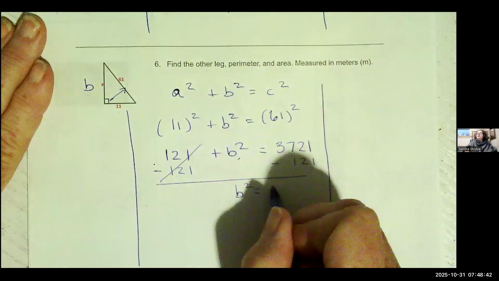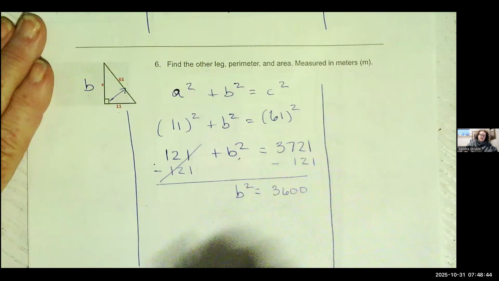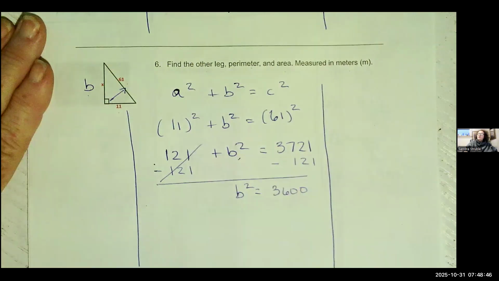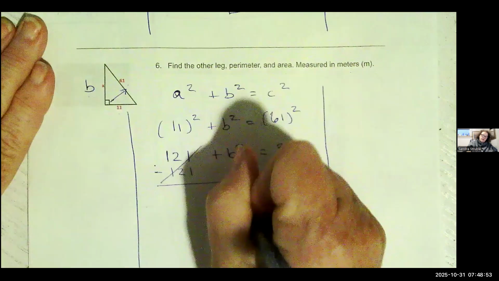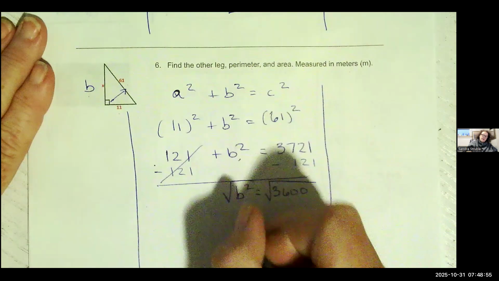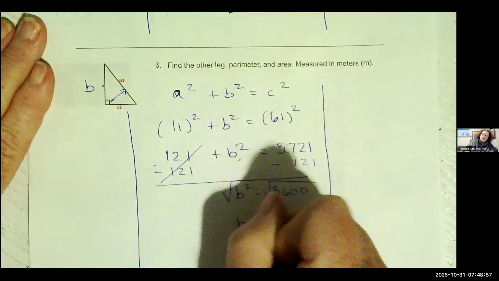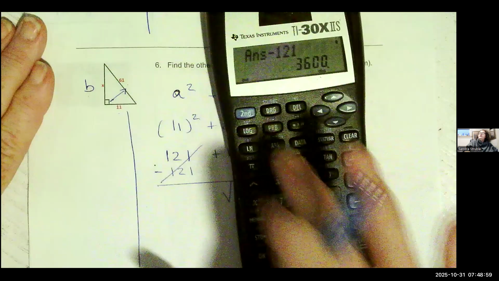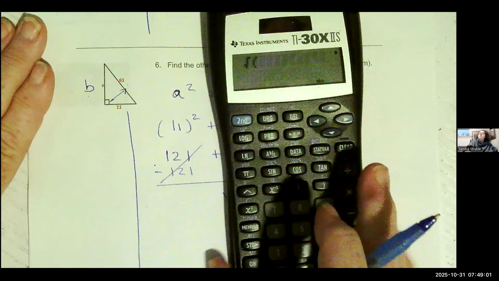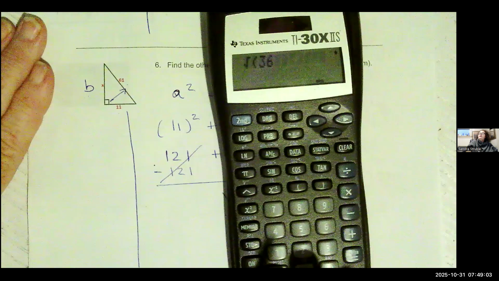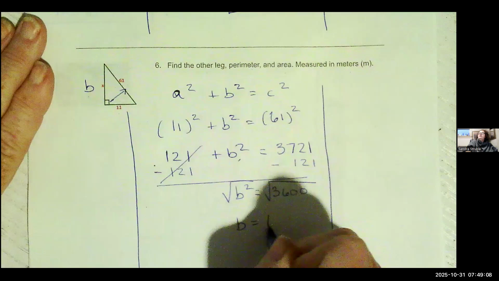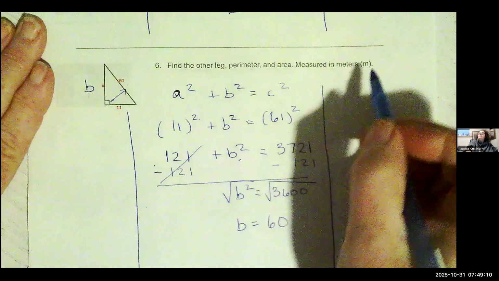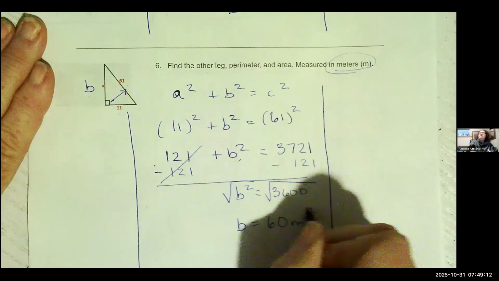All right, now I can solve for my B. The B is squared. The opposite of a square is a square root. So I have to take the square root of both sides. Square root of B squared is B. And the square root of 3,600 is 60. This is a side, so it has the same units, meters. So this one is 60.